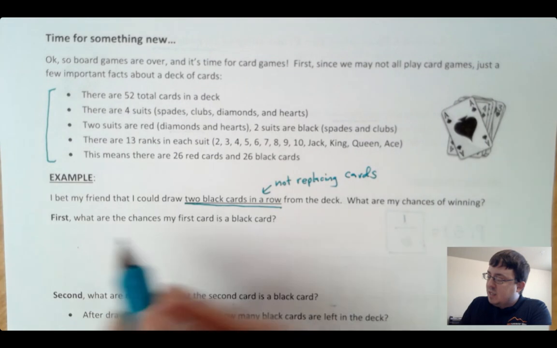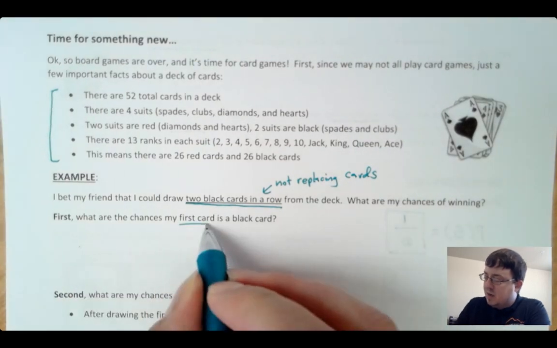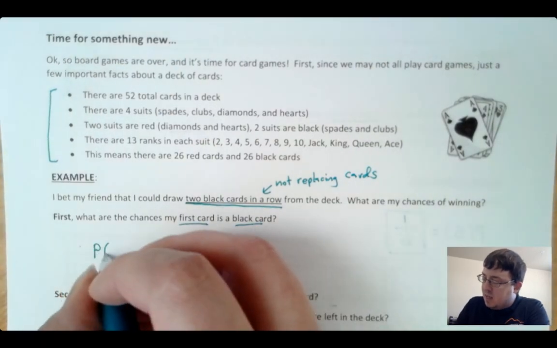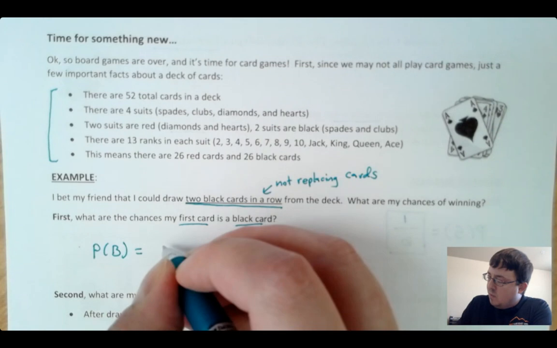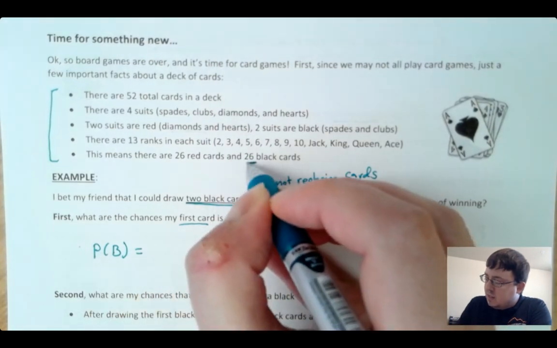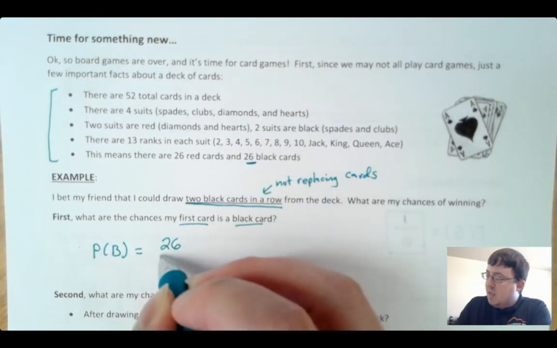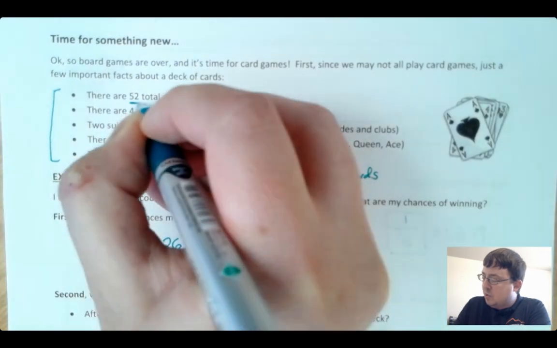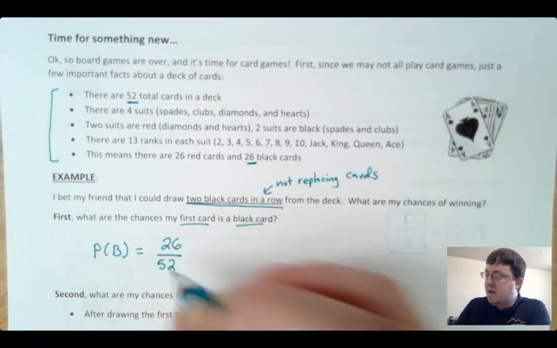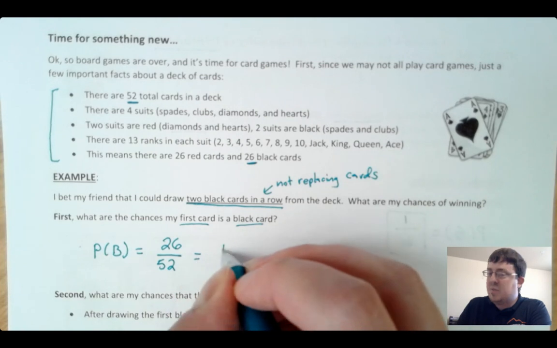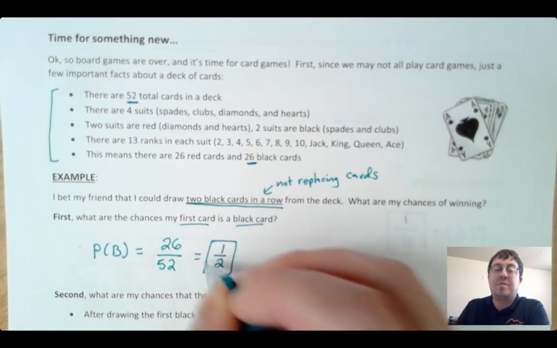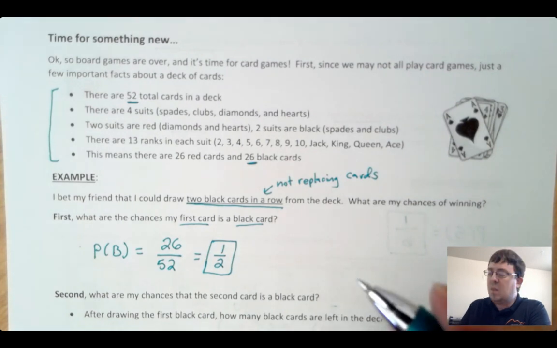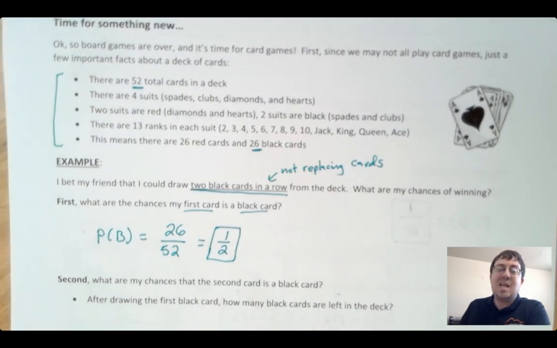So what's the probability that the first card is a black card? I'll say probability of B. Well, if we don't know, we can look back up here. There are 26 black cards out of 52 total cards in the deck. Half and half. So the probability that I get a black card is 1/2, 50%, for the first card. Okay, so that's the easy part.